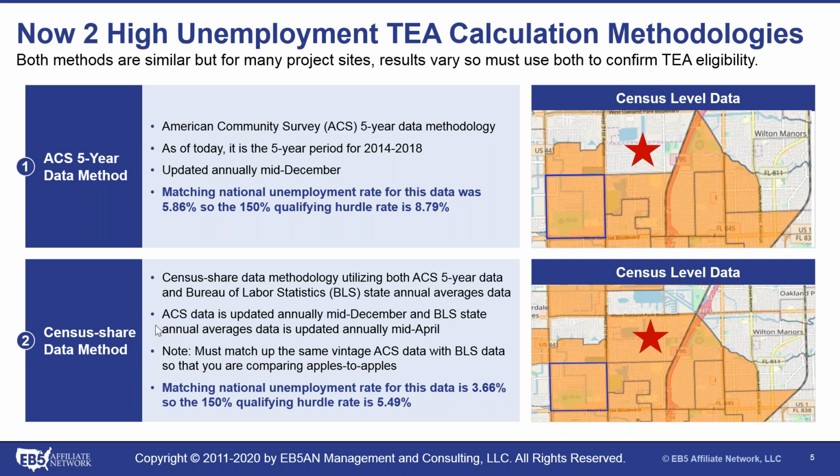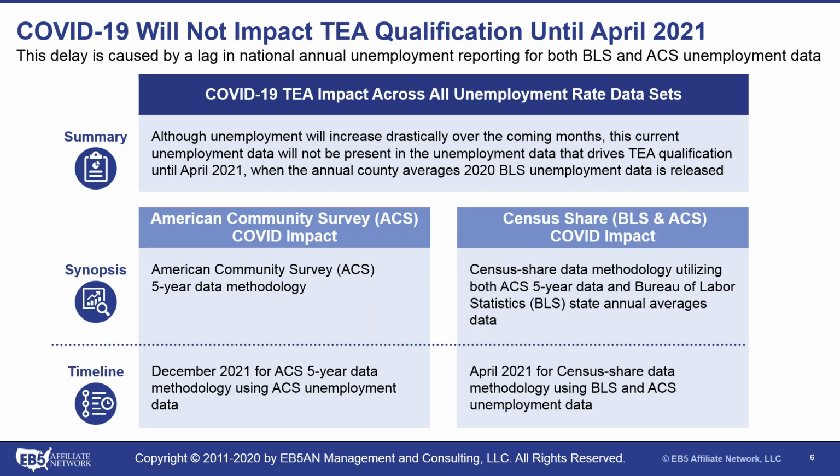Okay, now moving on. We've gotten a lot of questions recently about the COVID-19 virus and how changes in unemployment currently happening are going to impact TEA designation in the future. Taking a look at the summary, we know that the data updates are lagging. The current data update that just happened a few days ago for the census share method, even though the file was updated in April 2020, is only for the 2019 full year. And as everyone knows, the virus impacts weren't seen until February, March, April of 2020.